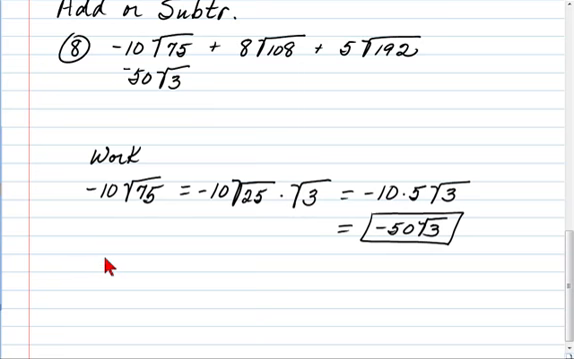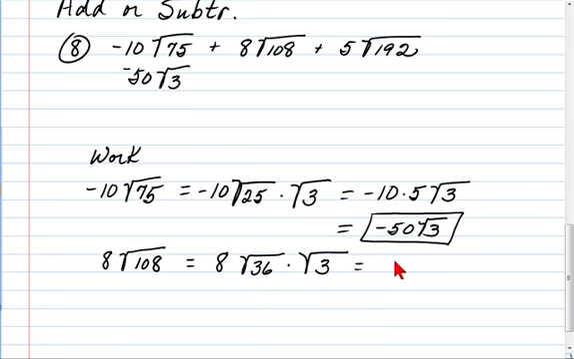The next part is 8 times the square root of 108. Keep the 8, and let's factor the square root of 108. I think we've already done this. It's 36 times 3, and you'll begin to see repetition of numbers. Keep the 8. The square root of 36 is 6 times the square root of 3. That's 48 times the square root of 3.